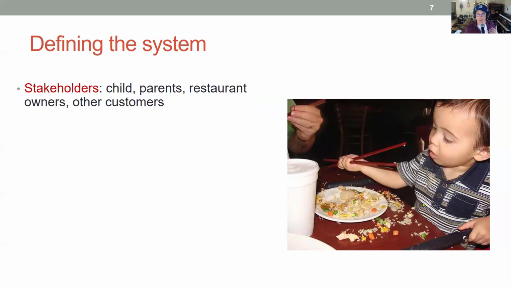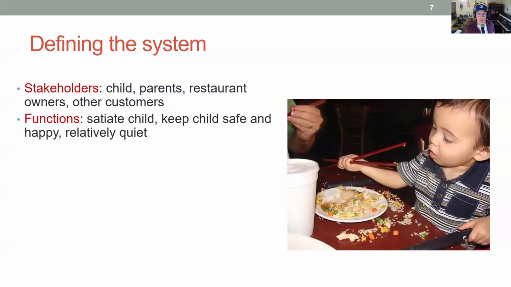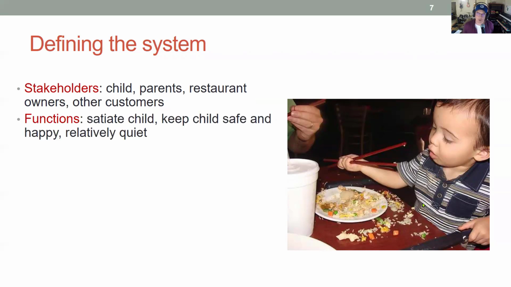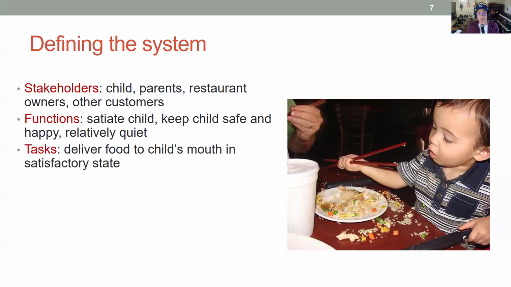Other customers, right? So if it's a social scene, they're there. All of these people could be affected by the outcome of this system. Functions, right? So satiate the child, keep the child safe and healthy, happy, keep them relatively quiet. And then we have various tasks that would be performed to achieve these functions. Deliver food to the child's mouth in a satisfactory state.